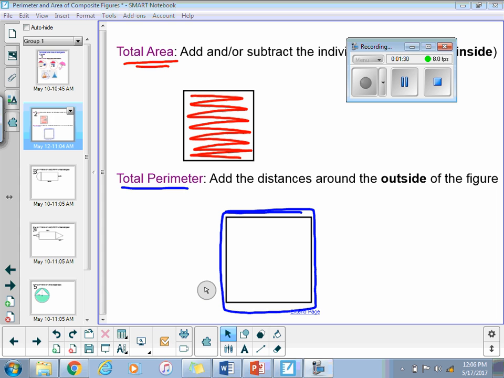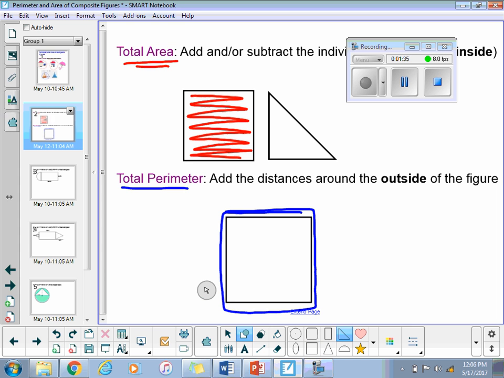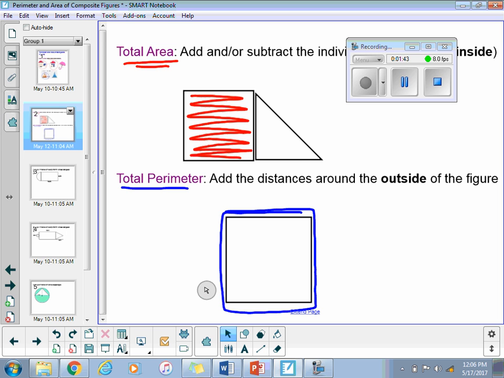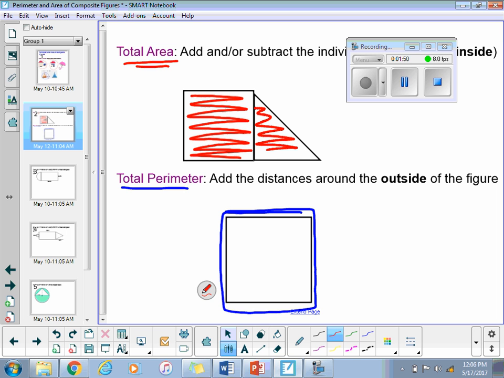So just a point to add on to that, say you have a composite figure. All right, so if you're thinking of a composite figure and you want the total area, you would figure out the area of the square, and then you would figure out the area of the right triangle, and you would be able to add them. So that's what that means: add or subtract the individual pieces for the total.